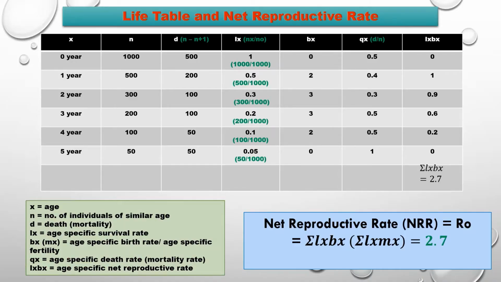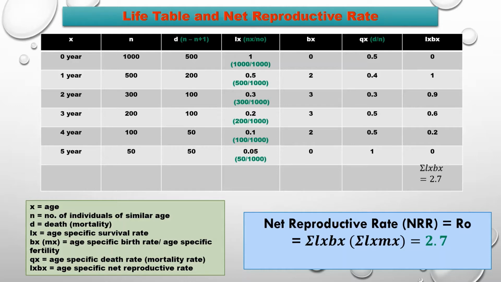Life table and net reproductive rate. What is meant by life table? Life table summarizes the likelihood that organisms in a population will live, die, or reproduce at different stages of their lives. So this is the life table.